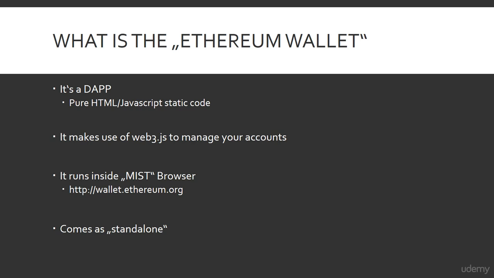When you download Mist, the wallet runs inside the Mist browser, and the Mist browser opens wallet.ethereum.org. But the Ethereum wallet also comes as a standalone product. You can download only the Ethereum wallet, which basically opens the website wallet.ethereum.org and has a Geth node running in the background, which you don't see.